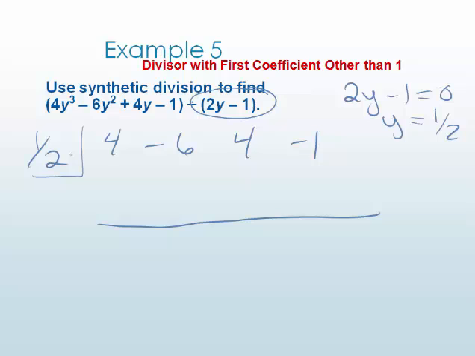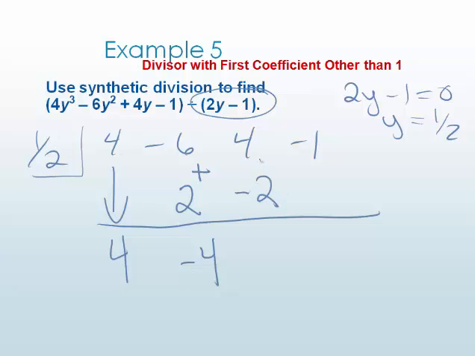Now the book does it a little bit different than this, just to warn you. 2 times 2 is 4. We drop the first coefficient. Then we multiply, and then we add down. 1 half times 4 is 2. So what has happened here is we just add down the column. So I get negative 4. 1 half times negative 4 is negative 2.